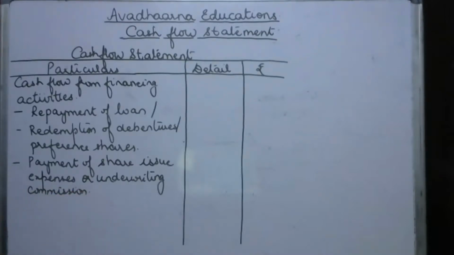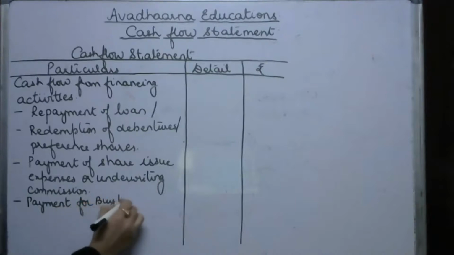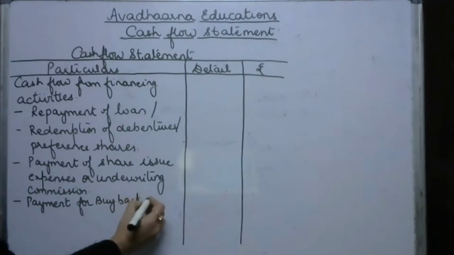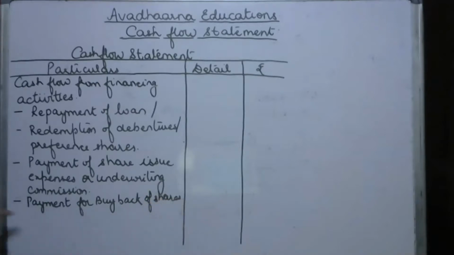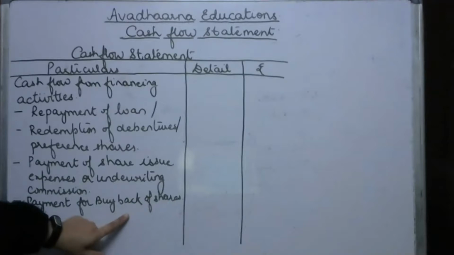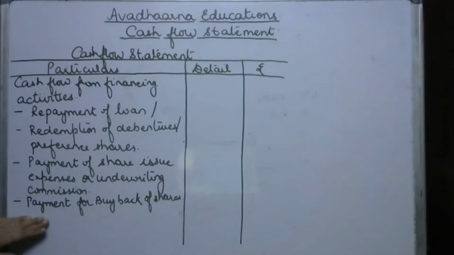And finally, this is an extraordinary item, if the company is going to pay for the buyback of its own shares. So payment for buyback of shares, or any other extraordinary item from financing activity, if you have made payment for it, so that is to be subtracted.